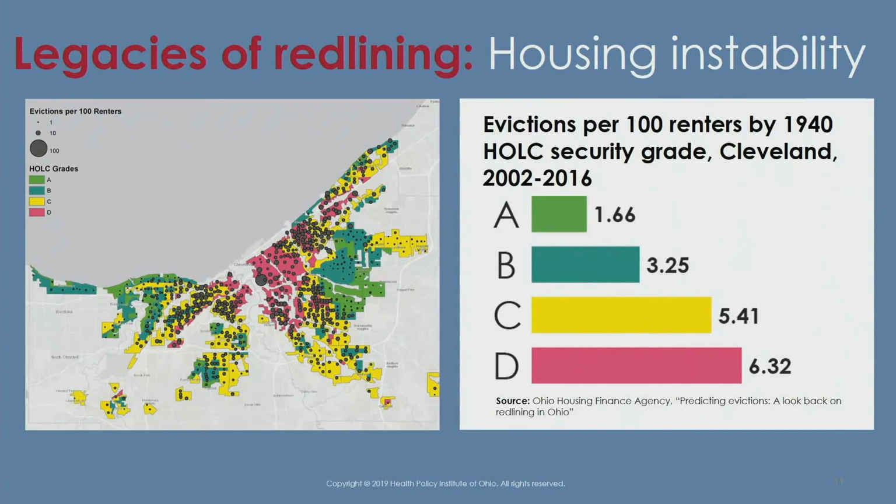One of the long-term impacts of redlining is housing instability. This data, again from Cleveland, shows that in neighborhoods that received the lowest Home Owners' Loan Corporation grade back in the 1930s, evictions are 3 times more common than they are in neighborhoods that had the highest Home Owners' Loan Corporation grade.